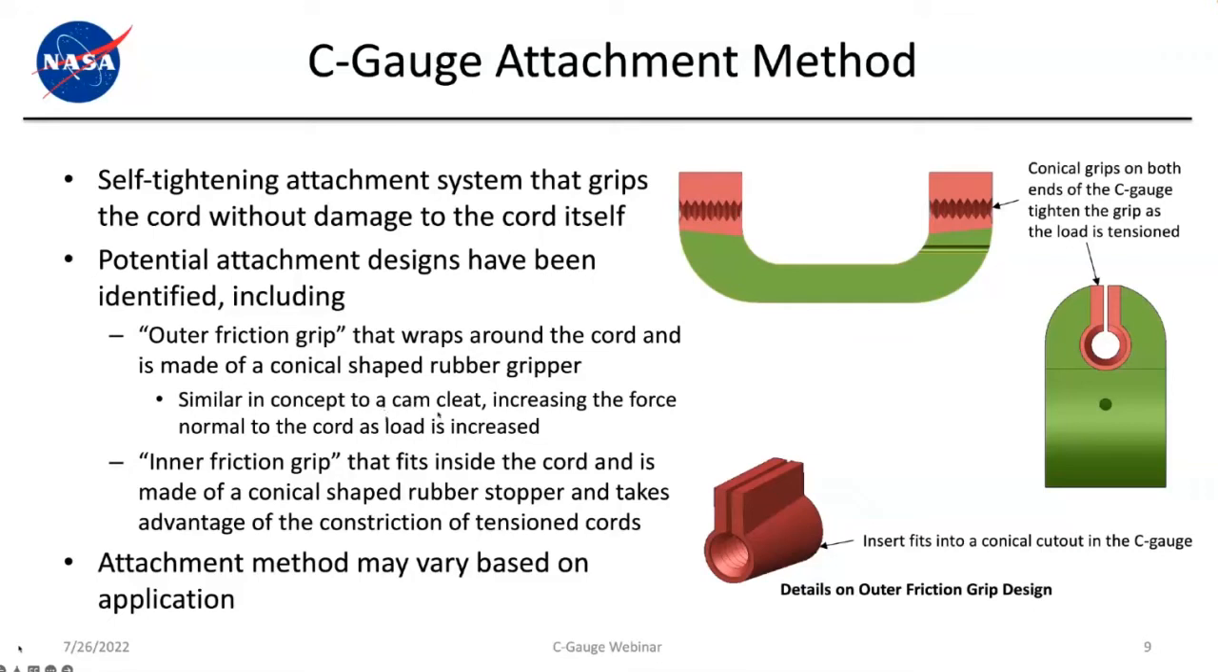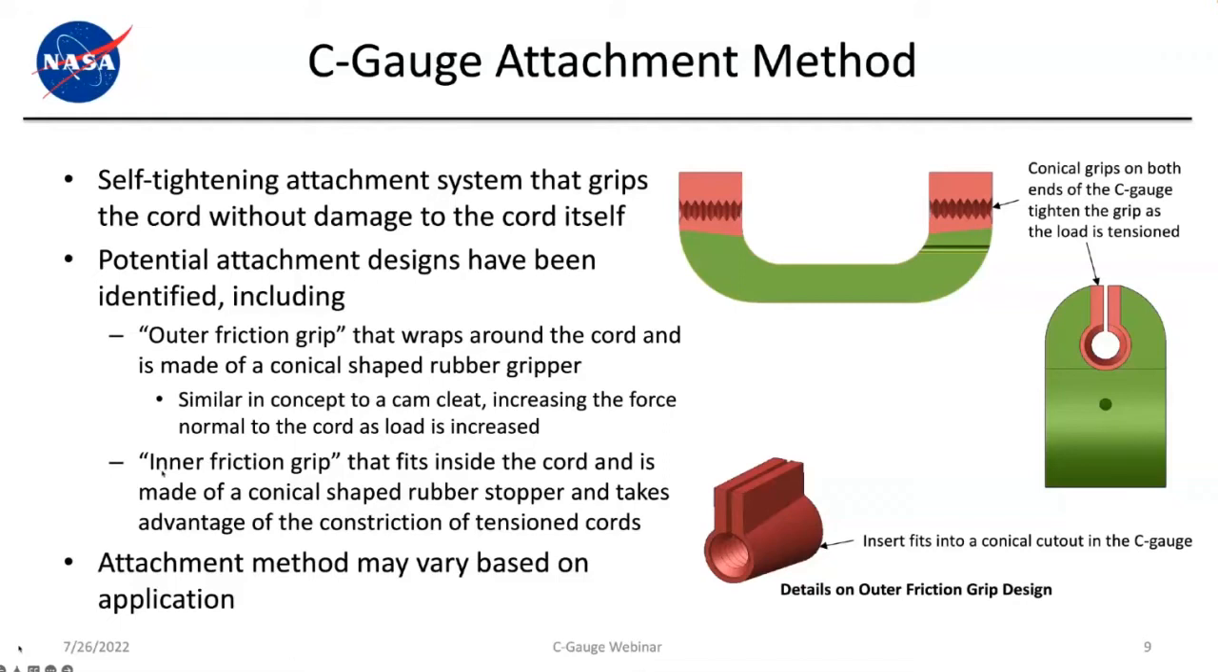This is similar to a cam cleat, like on a sailing vessel, when you run a rope through those two little rotating teethed mechanisms, and the harder you pull on it, the harder it bites down. There's other ways you can do it.